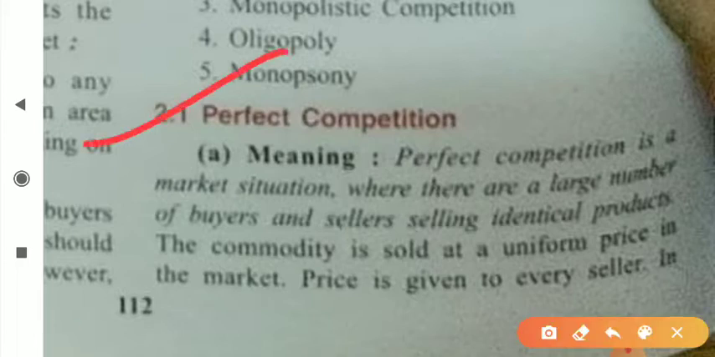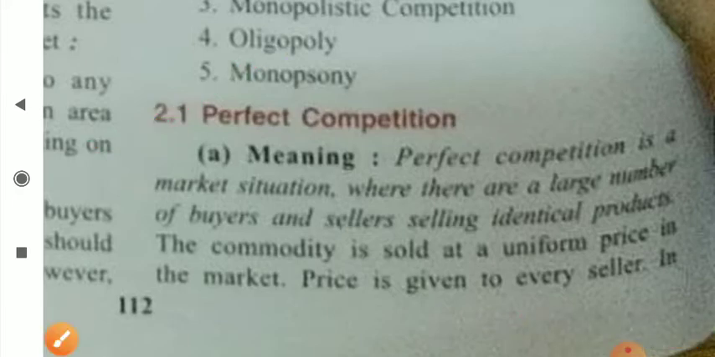Perfect competition is a market situation where there are a large number of buyers and sellers selling an identical product. It means a homogeneous product. It basically represents a market where we have so many buyers and so many sellers, and they are all dealing in an identical product, which is the same in quantity, shape, size, color, and packaging. This type of market is simply known as perfect competition.